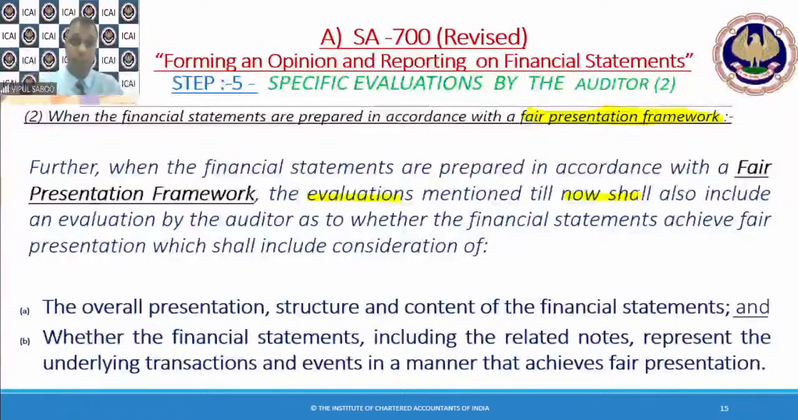And the third set of evaluations which the auditor will have to make is to evaluate whether the financial statements achieve fair presentation or not. And how does the auditor evaluate that? With respect to the overall presentation, structure and content of the financial statements. Content is in required quantity, all the information is there. Structure is as per the financial reporting framework, horizontal, vertical, how do you categorize it, and the presentation.